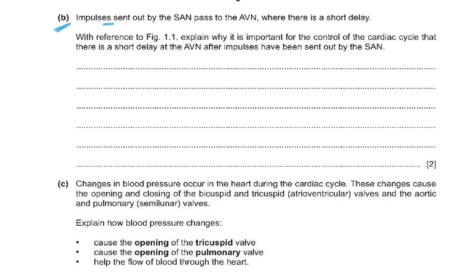Part B of the question: impulses sent out by the SAN pass to the AVN where there is a short delay. With reference to figure 1.1, explain why it is important for the control of the cardiac cycle that there is a short delay at the AVN after impulses have been sent out by the SAN.